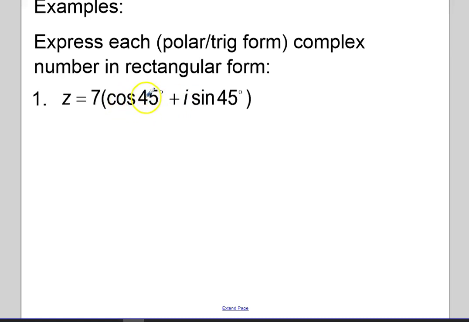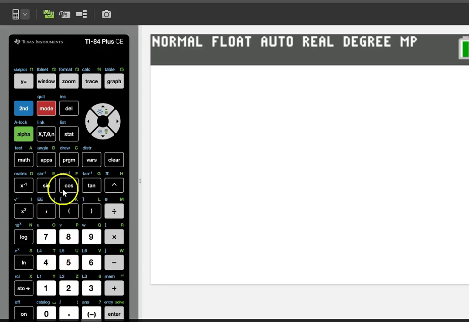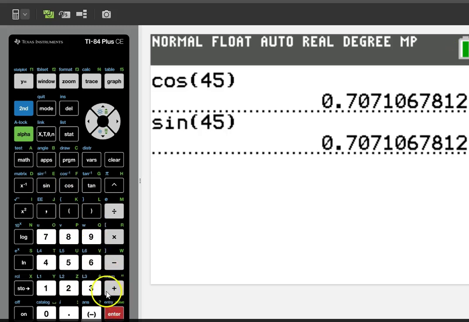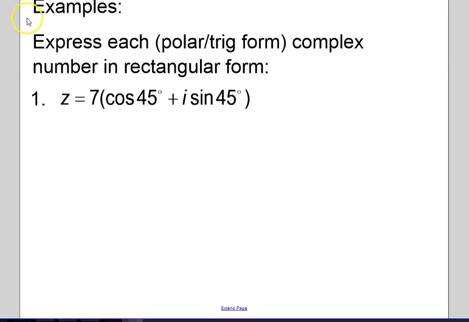So what do we know? Well, we know the cosine of 45 degrees. We can evaluate that. Let's grab our calculator, make sure we're in degrees, which we are, and do cosine of 45. 0.7071. Turns out the sine is the exact same thing, because it's an isosceles triangle, so the adjacent and the opposite legs are the same. 0.7071. Let's head back over to our question that we're trying to convert here, and we will replace cosine of 45 with its decimal approximation.